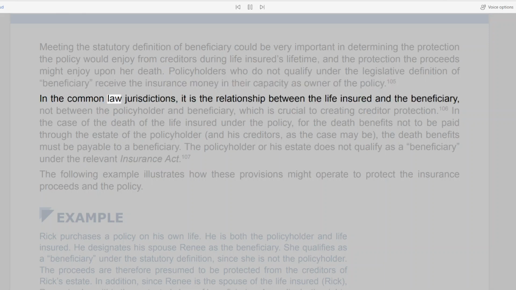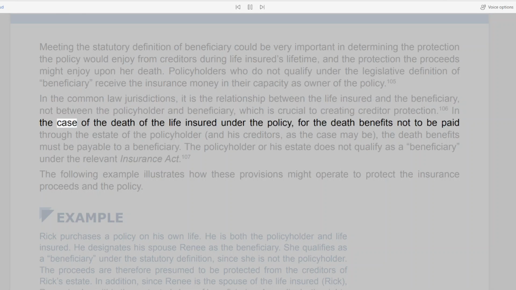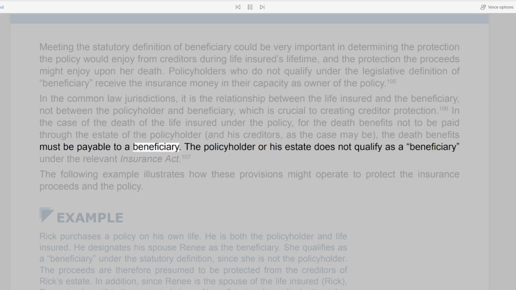In the common law jurisdictions, it is the relationship between the life insured and the beneficiary, not between the policyholder and beneficiary, which is crucial to creating creditor protection. 106. In the case of the death of the life insured under the policy, for the death benefits not to be paid through the estate of the policyholder and his creditors, as the case may be, the death benefits must be payable to a beneficiary. The policyholder or his estate does not qualify as a beneficiary under the relevant Insurance Act.